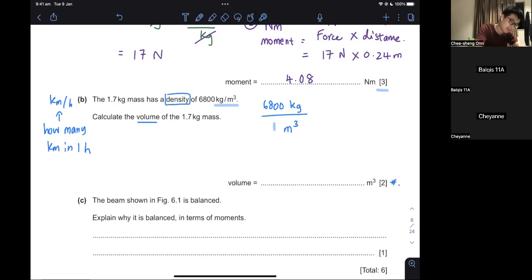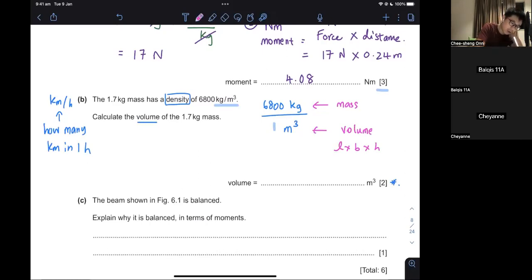So what is the unit of kilogram for? This is mass. This is volume. How do I know it's volume? Because the unit is 3-dimensional. Length times breadth times height. That one is your mathematics, maths D, or your IGCSE maths. Length times breadth times height, that is your volume. So what is the volume of this thing?